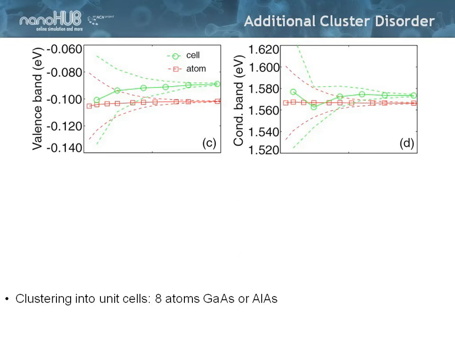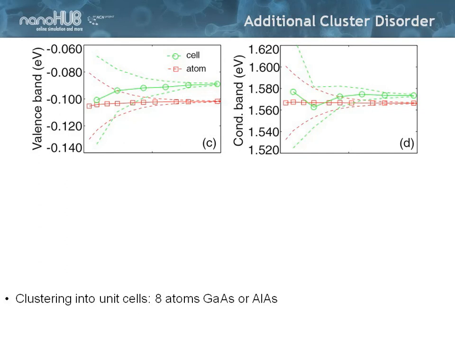Or I can throw the dice once for the whole unit cell. Then I would have a whole unit cell of 8 atoms to be gallium arsenide, and in the next cell, I might have an aluminum arsenide cell, and in the next cell, a gallium arsenide cell again, depending on the choices. That would give me cubic chunks that are a little more clustered, rather than rolling the dice for every aluminum and gallium atom.